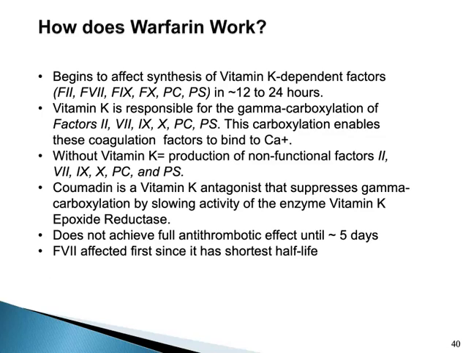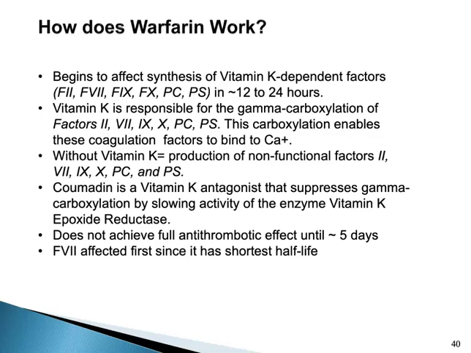The way it works is that it begins to affect the syntheses of vitamin K dependent factors such as prothrombin, factor 7, factor 9, 10, and the inhibitors such as protein C and protein S in about 12 to 24 hours. As you can remember, vitamin K is responsible for the gamma carboxylation of these factors, and this carboxylation enables these coagulation factors to bind to calcium. So without vitamin K, we have production of non-functional factors, prothrombin, 7, 9, 10, protein C, and protein S.